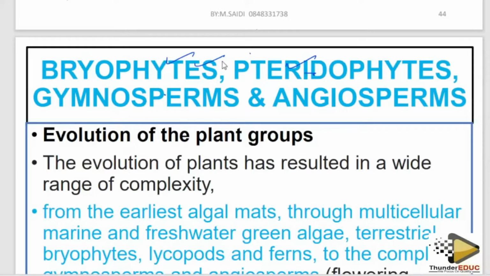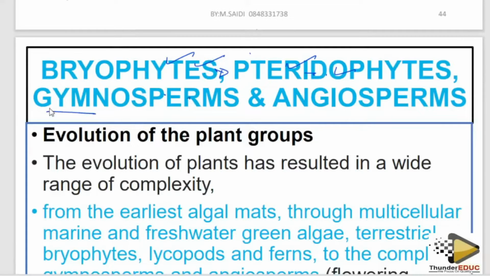You understand? These ones, pteridophytes, do have leaves, but they are not strong enough, meaning that they are still not able to stay in harsh conditions. So as they move from bryophytes to pteridophytes, they are decreasing in the dependence on water. So this one requires less water. This one does not require water for reproduction.